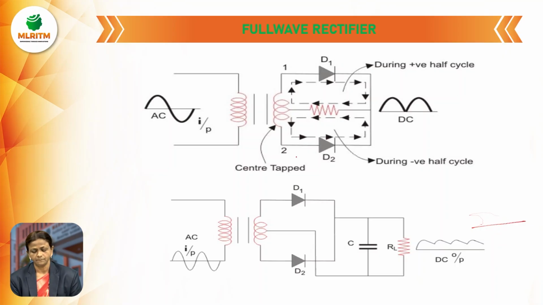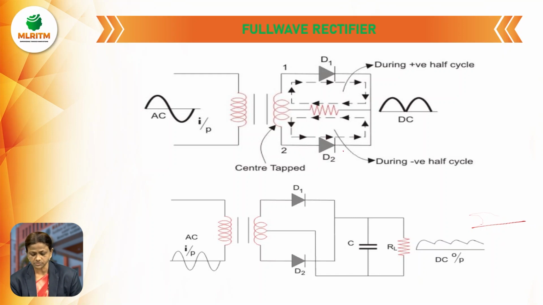During the negative half cycle, terminal 2 or terminal B becomes positive. So positive is connected to the anode of diode D2. So diode D2 is in forward bias. So it acts as a closed circuit. So during the negative half cycle, diode D2 is in on condition, diode D1 is in off condition. Diode D2 acts as a closed switch.